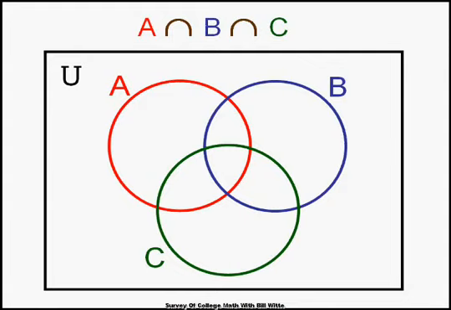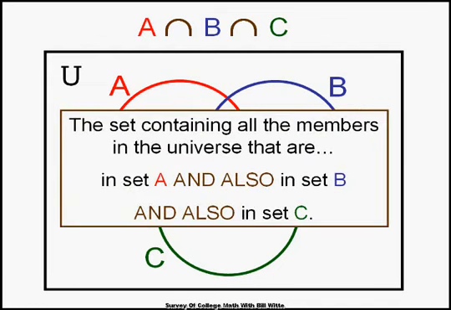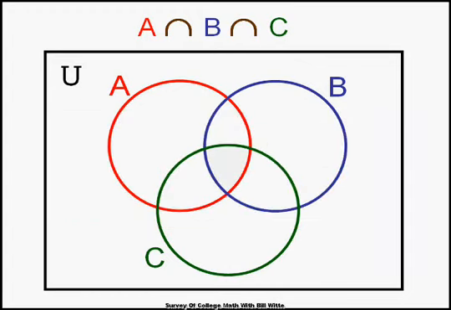Well, what would the intersection of A, B, and C be? In other words, I need all the members in the universe that are in A, and they also have to be in B, and they also have to be in C. Think about it. That's the only portion that's in all three, isn't it? A, B, and C. That's what it means to be the intersection of three sets.